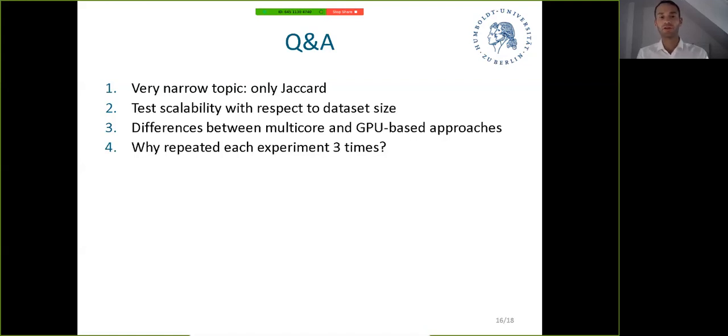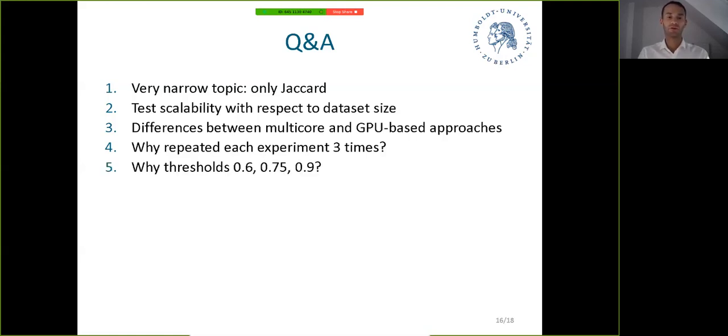Why did you repeat each experiment 3 times? We did that to even out times we get, for example, from events we cannot influence, like I/O from the network or the operating system writing out logs, things like that. So we used the mean of the runtime of 3 times.